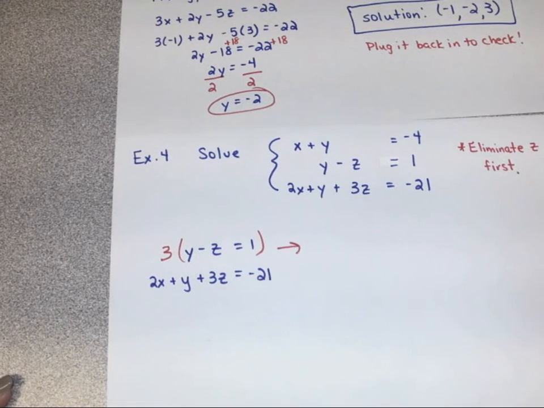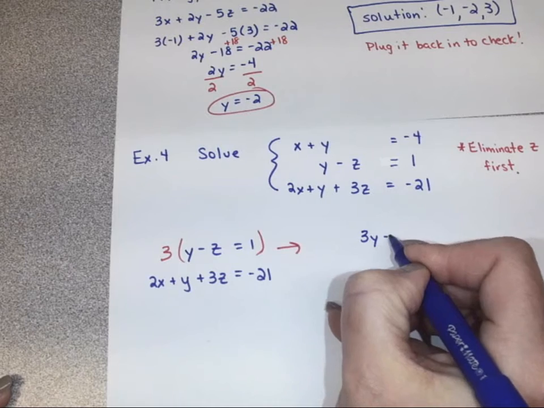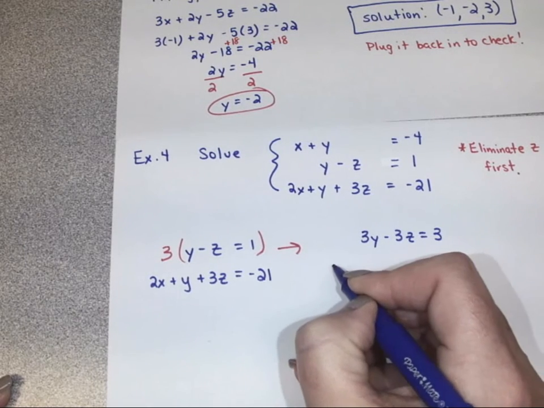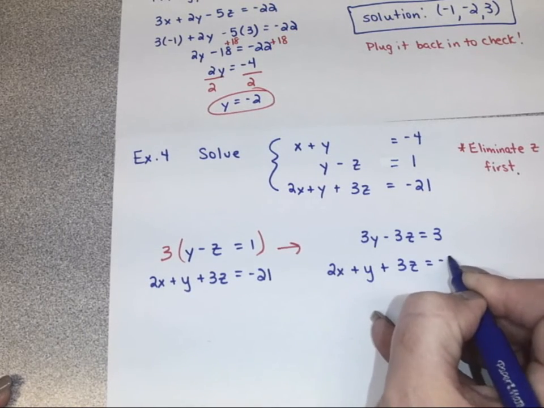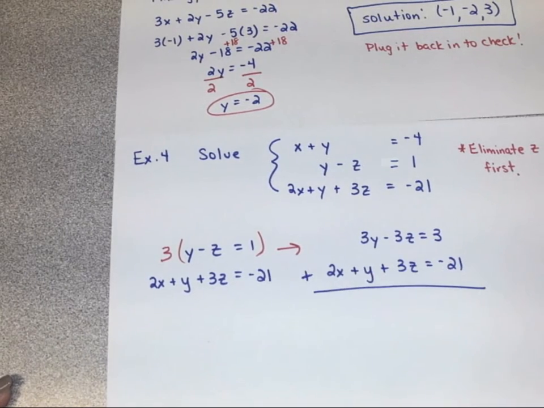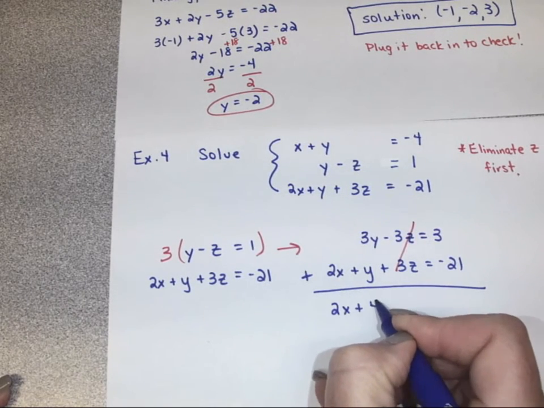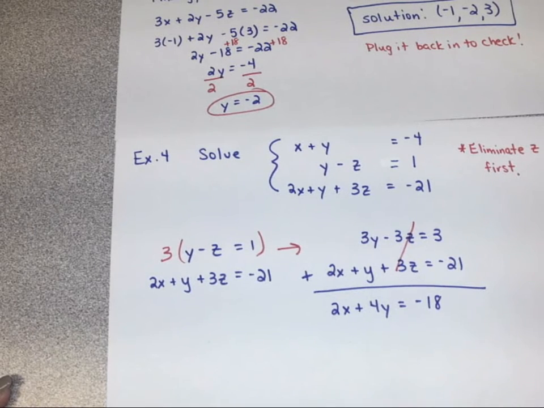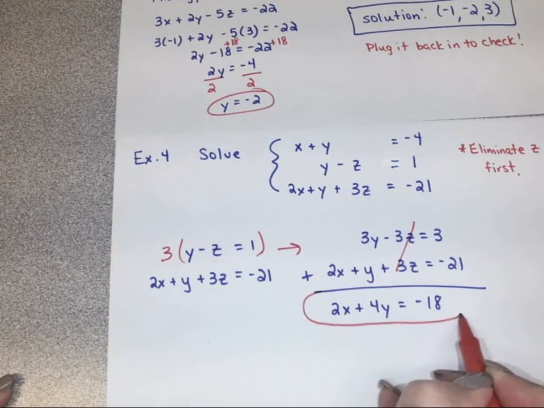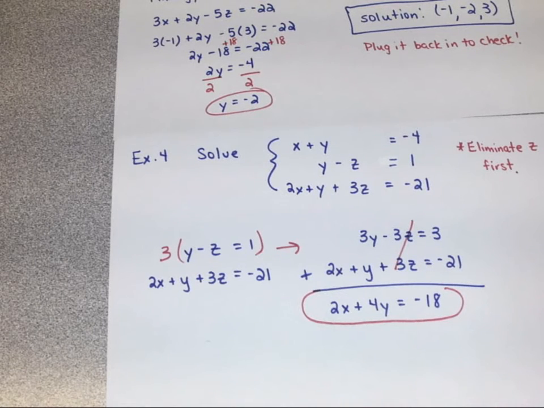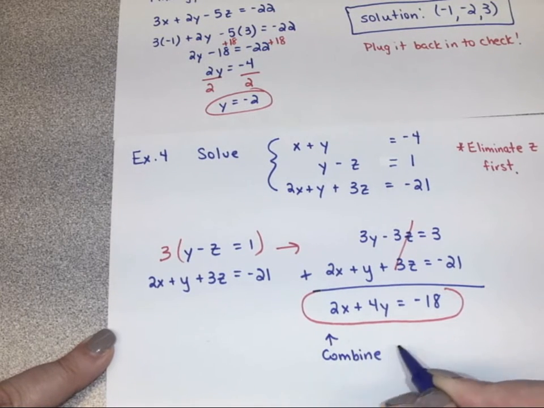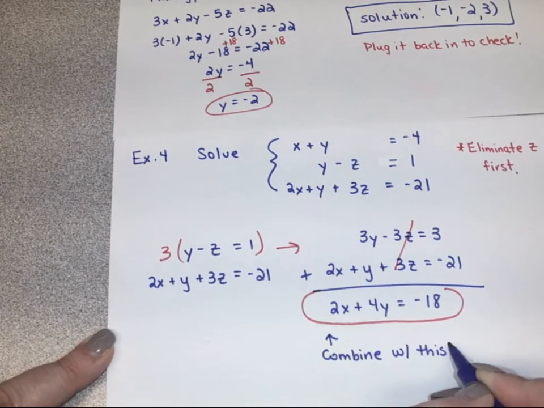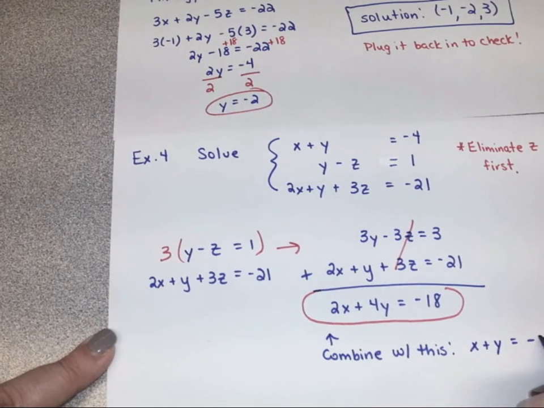So this is what we'll get. We'll get 3y minus 3z equals 3, and 2x plus y plus 3z equals -21. So just like we said we wanted, we're going to get rid of z, and then we've got 2x plus 4y equals -18. Okay, but now I need something to combine with this. So I'm going to combine it with the following equation. We already had one that was just x and y, right, the first equation?